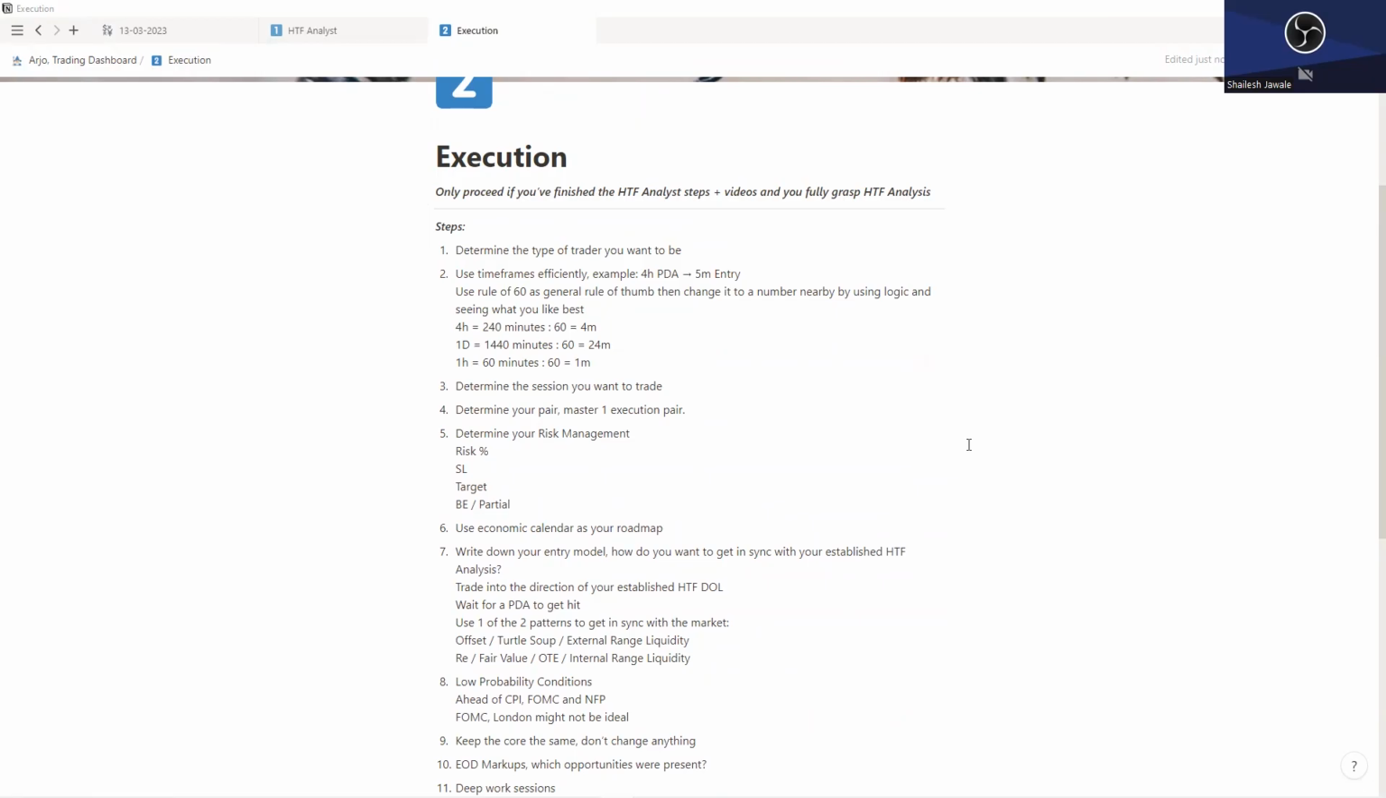But I'll still share them as PDFs probably, and if you want, you can use them. You can copy the steps.